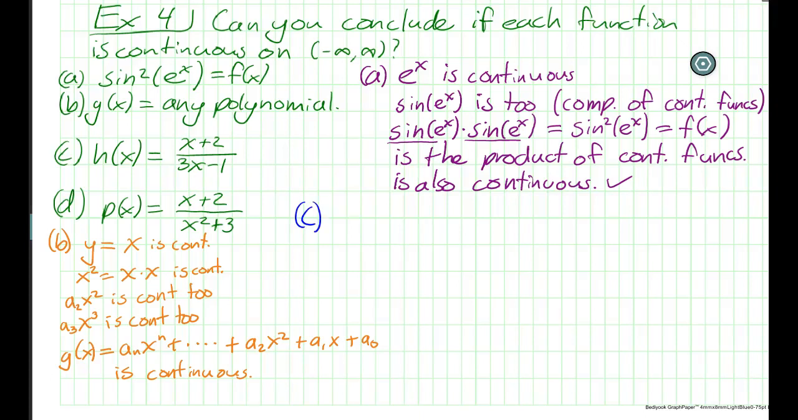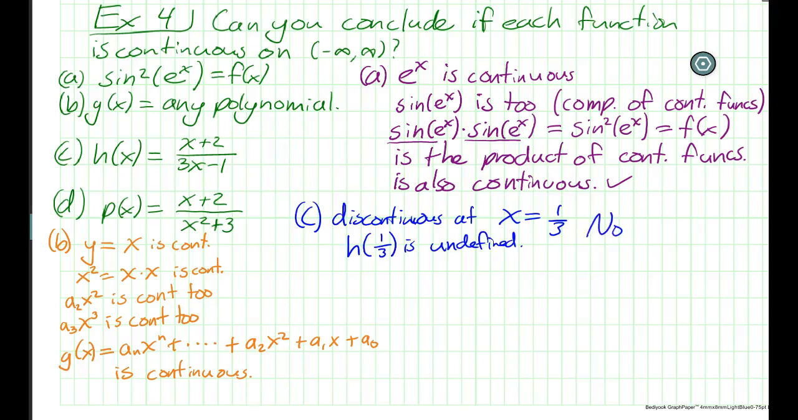So this is discontinuous at x equals 1/3. Because if x is 1/3, that makes the denominator 0. H of 1/3 is undefined. So the answer to the question is no, it's not continuous on the whole thing.